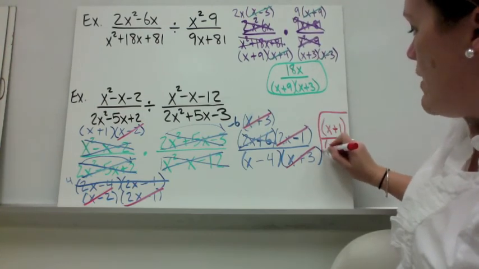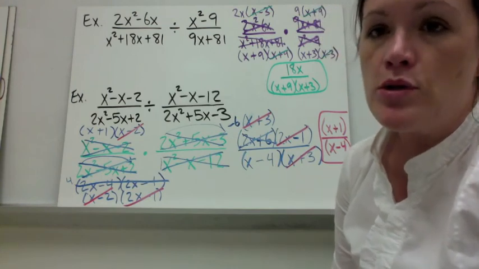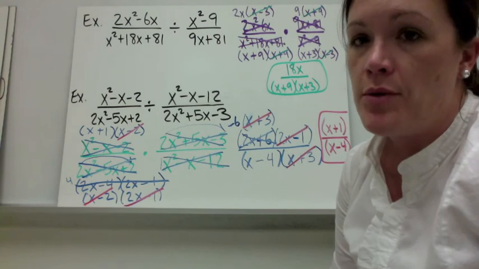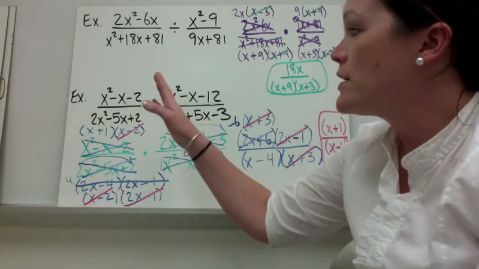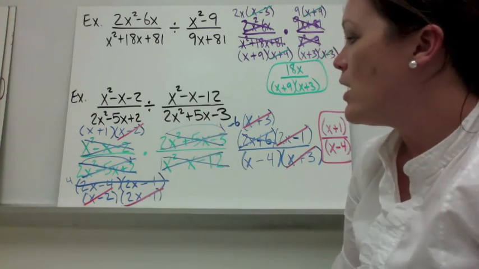So remember, when you're dividing rational expressions, you want to actually change them into multiplying rational expressions. So the first step is to turn it into a multiplication problem. From there, you're really doing the same steps you were when you were multiplying. You're factoring everything out. Make sure you factor completely, and then cancel common factors.